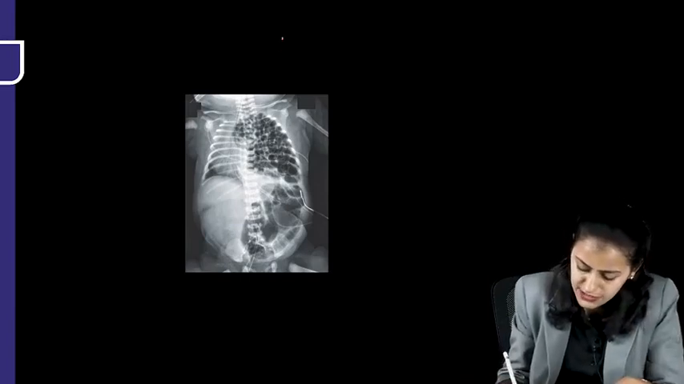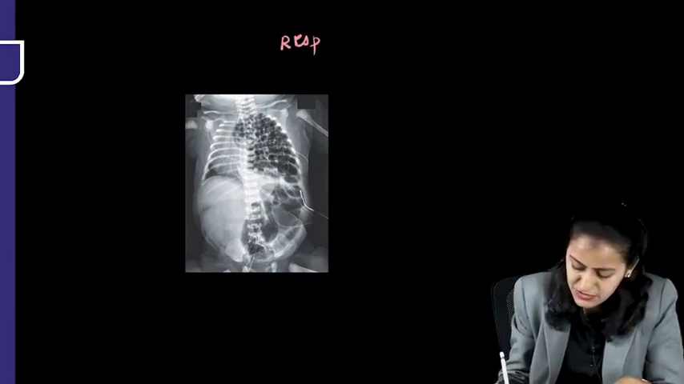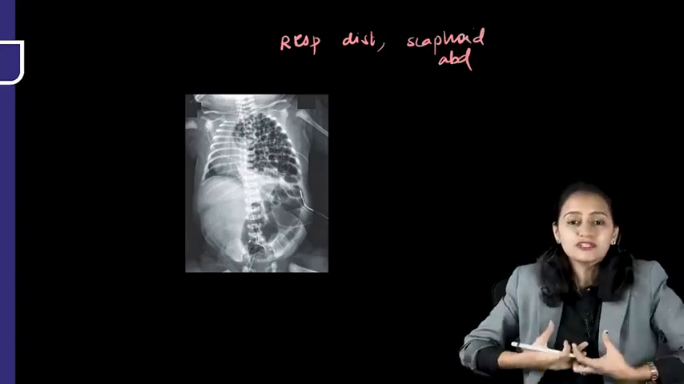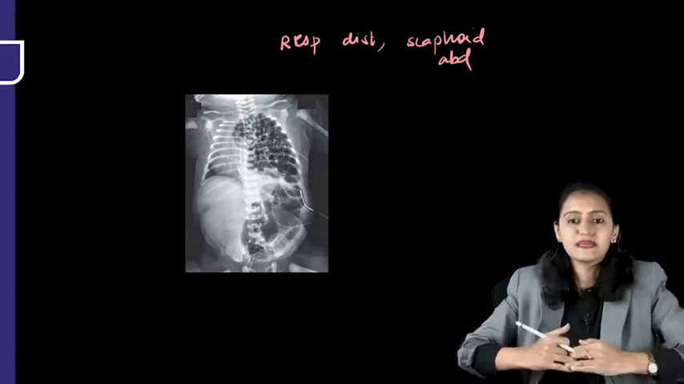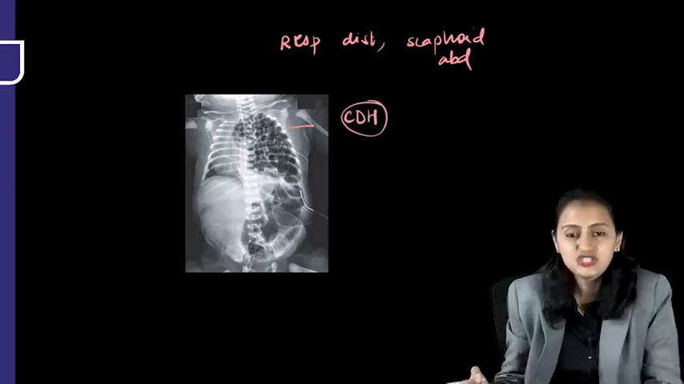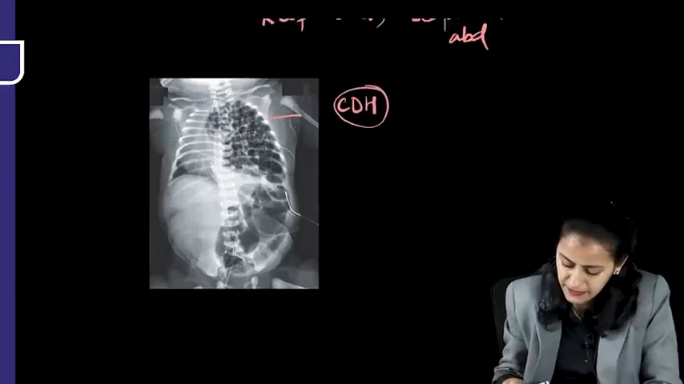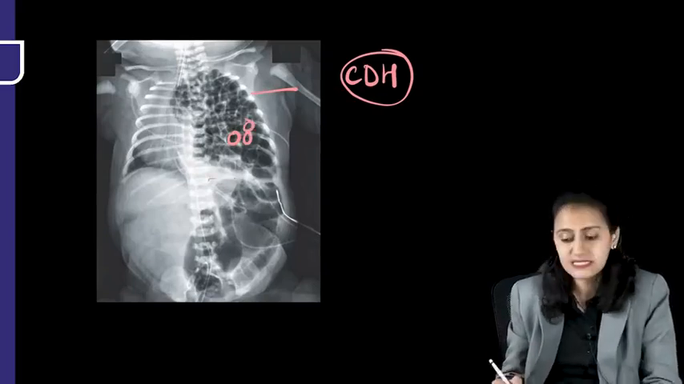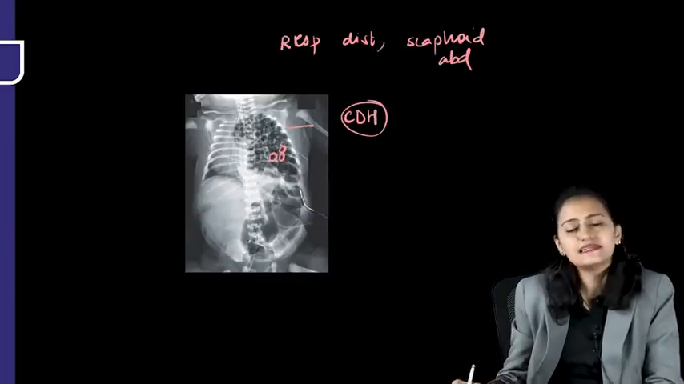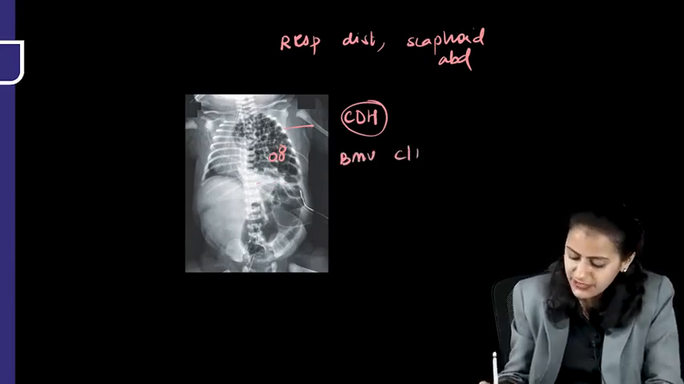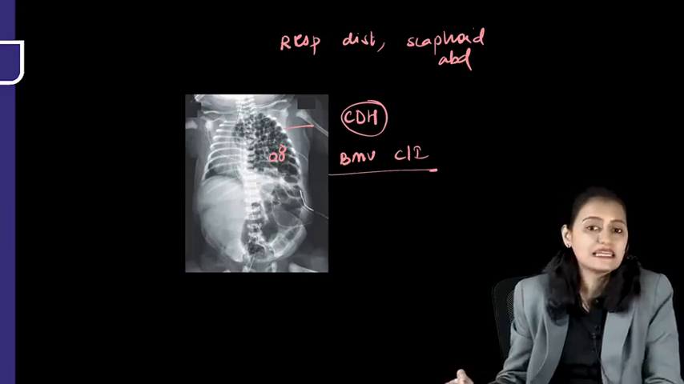If I tell you that this is a newborn with respiratory distress and a scaphoid abdomen, the bowel loops have gone into the thorax, making the abdomen concave, scaphoid. This is suggestive of congenital diaphragmatic hernia, where you see multiple bowel loops in the thorax. The diaphragm is not seen, right? So this is congenital diaphragmatic hernia. Remember, bag and mask ventilation is contraindicated here.